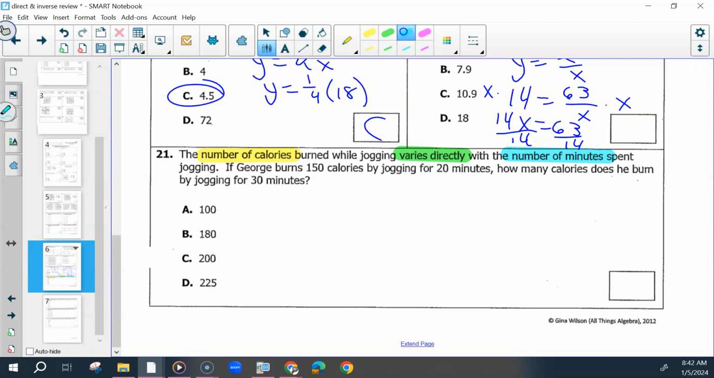150 calories. 20 minutes. How many calories does he burn by jogging for 30 minutes? So whatever comes before the words varies directly is your y value. Whatever comes after is x. So every time you see number of calories, that is y. Number of minutes, that is x. So which variable are we solving for?